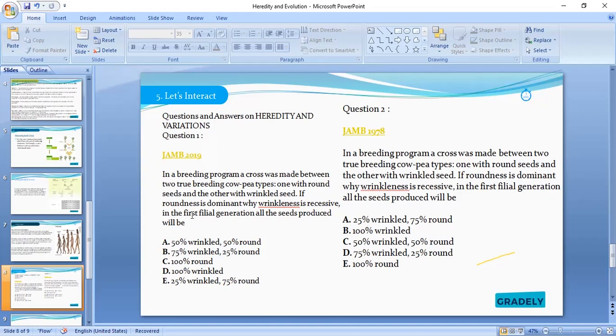Now the question says, in the first filial generation, all seeds will be... All my first filial generation are heterozygous round. Are you getting it? All of them are 100% round. So my answer is C, because I have capital R, small r, capital R, small r, capital R, small r, capital R, small r. So we have 100% roundness. I don't know if you're getting what I'm saying.